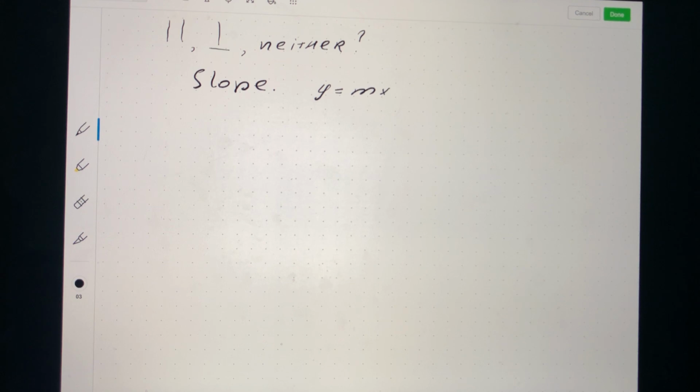Hello. Sometimes we may be given two straight lines and asked to show if they are parallel, perpendicular, or neither. Now, to show this, we look at the slope of each. We must compare their slopes, and the slope can be found in the slope-intercept form, which is y equals mx plus b. So in this form, the slope is the number in front of x. So here is the slope.